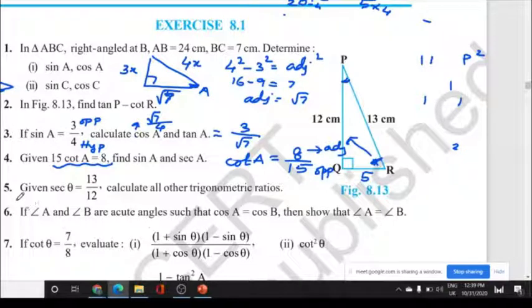See the second one. Next, fifth question you see. Given sec theta equal to 13 by 12. Sec theta. What did you learn about sec theta?